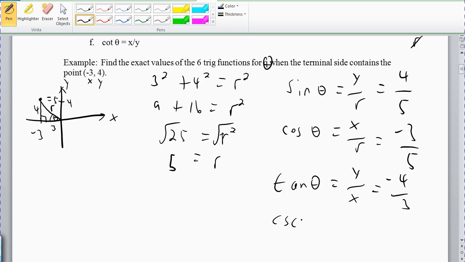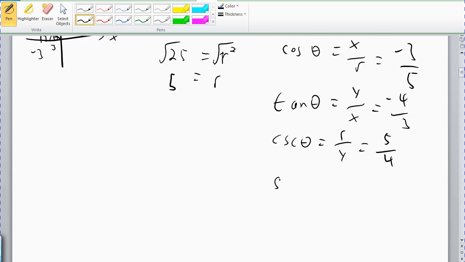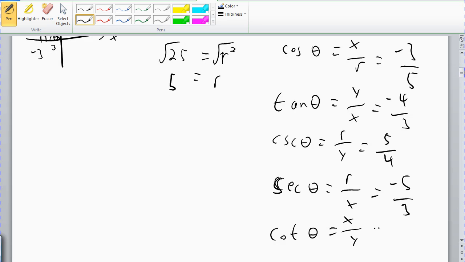Now let's go ahead and do cosecant. And that's just the reciprocal of sine. So it's r over y. R is 5, and y is 4. Notice reciprocal. Secant is r over x, which just means take the negative 3/5 and flip it over, put the minus sign on top, so it becomes negative 5/3. And then cotangent is x over y, which just means take the negative 4/3 and flip it over, put the negative on top, and that's how you're done.